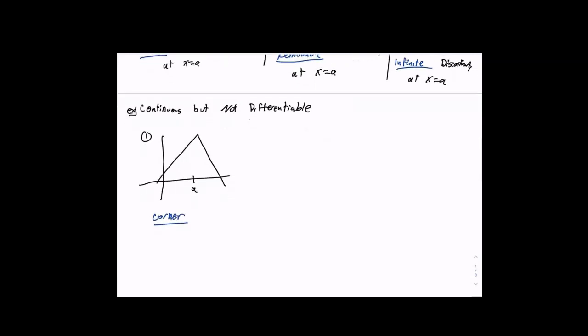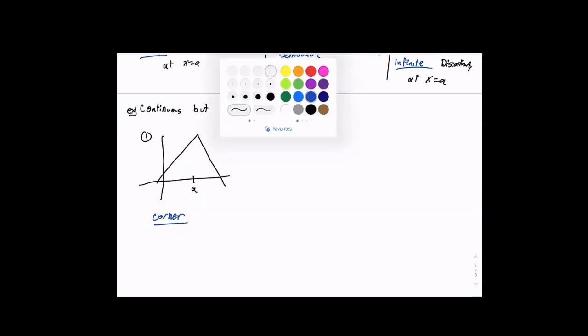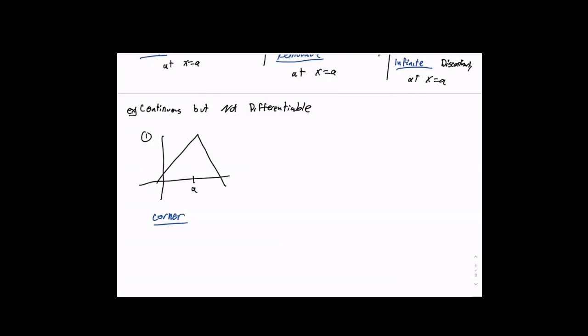Okay. The reason it is not differentiable at x equals a is because the left-hand slope, and I didn't give you any values, but the left-hand slope is positive and the right-hand slope is negative. So at x equals a, the slope on the left does not match the slope on the right, and therefore the slope does not exist at x equals a.